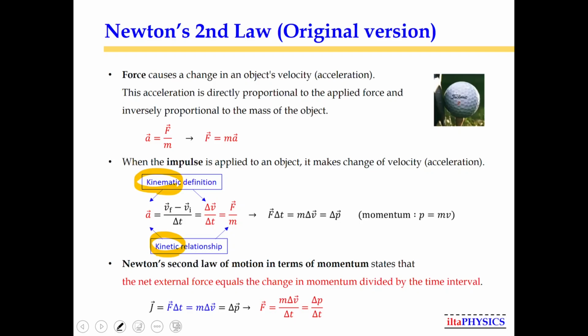From a kinematic standpoint, acceleration is defined as the change in velocity divided by time interval. And from a kinetic standpoint, we know that an object's acceleration is proportional to the force and inversely proportional to the mass. Now let's reorganize the relationship between the last two terms of this equation. By using the rule that the cross product of two fractions is equal, we can rearrange the formula like this. The product of force and time is equal to the product of mass and the change in velocity.